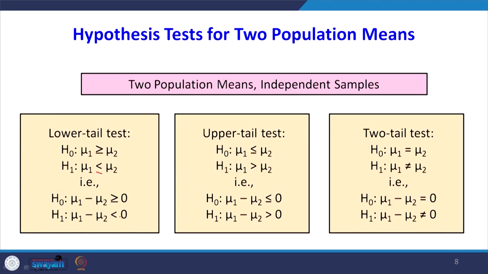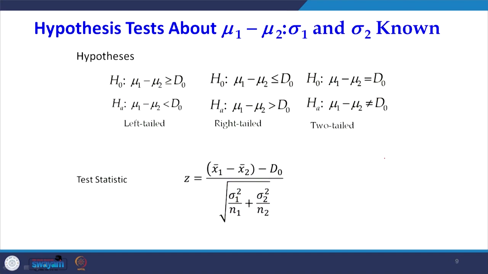Then we will see the upper tail test. So, H naught is mu 1 less than or equal to mu 2, and H1 is mu 1 greater than mu 2. We can write the difference as mu 1 minus mu 2 less than or equal to 0, and mu 1 minus mu 2 greater than 0. It is a right tail test. Here we can also have the assumption that mu 1 equals mu 2 and mu 1 not equal to mu 2. If you bring it to the left hand side, it will be mu 1 minus mu 2 equal to 0, then mu 1 minus mu 2 not equal to 0. We will see these different tests pictorially.